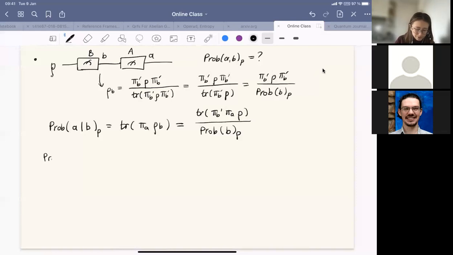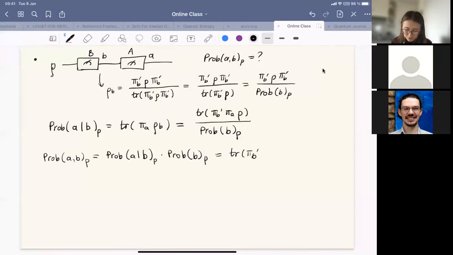Now to calculate the joint distribution, we again use the Bayes rule. So we just get the probability of a given b multiplied by the probability of b alone. And we get, again, the same expression as before, which can be rewritten in terms of pi c tilde in the same way.